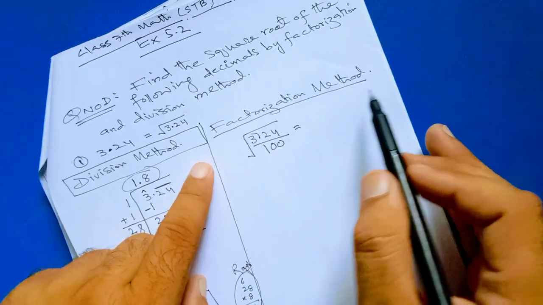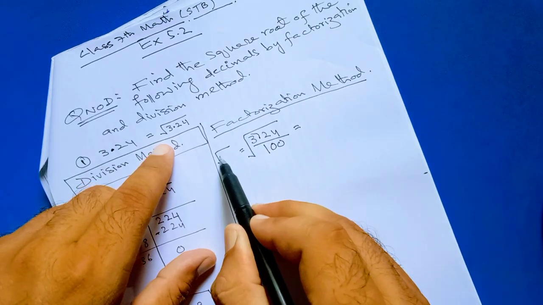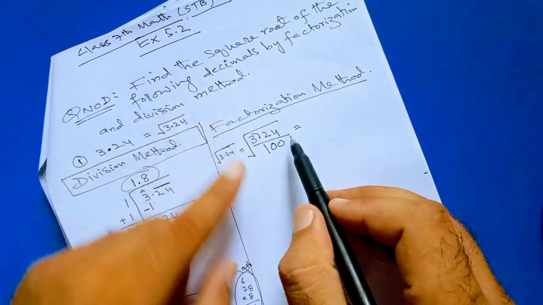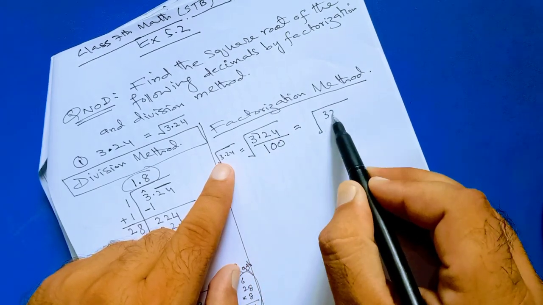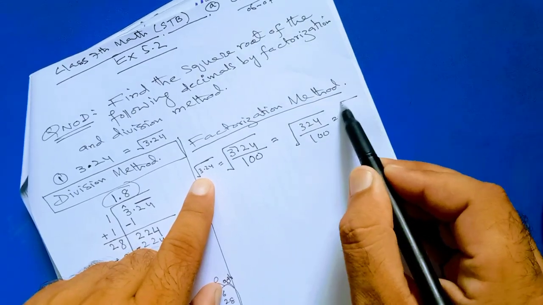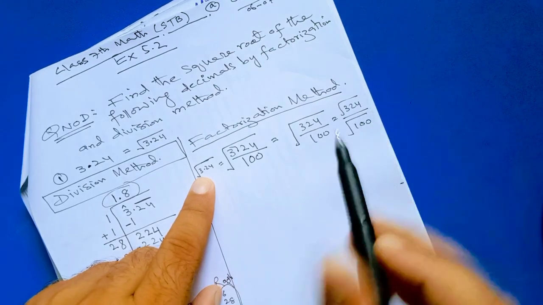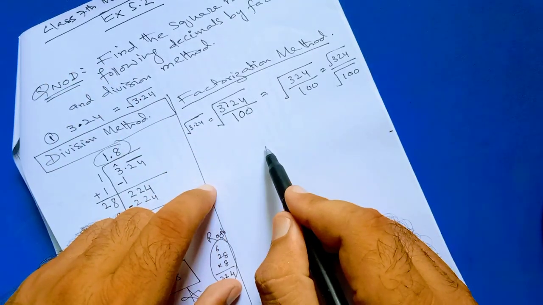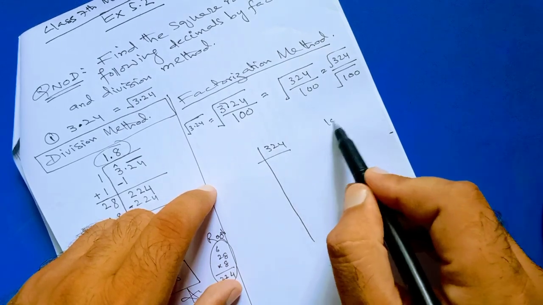So it's the same, again 3.24, because now we have written the denominator 100 here. It's the same thing written in a different way, so it's 324 over 100. I can write the numerator and denominator separately. Now we can find the value of 324 by the factorization method, and then 100 by the factorization method.